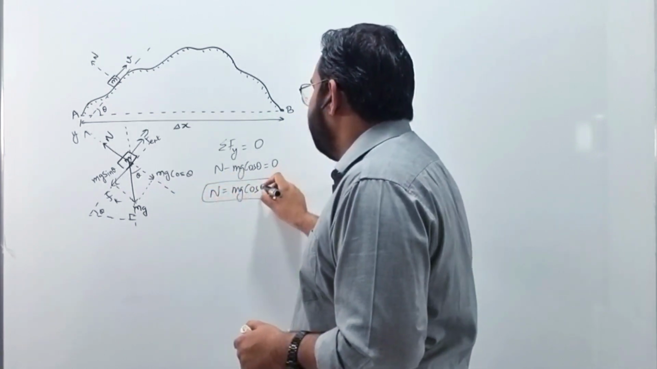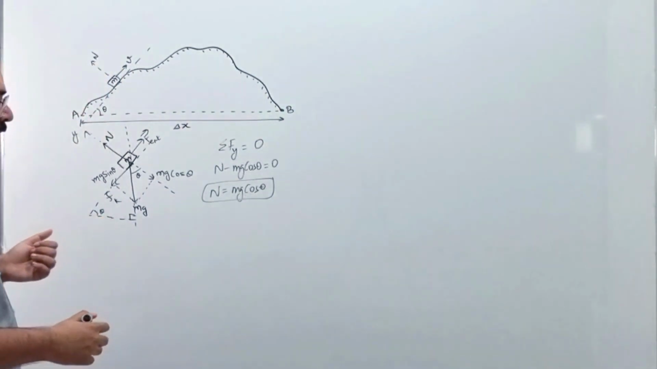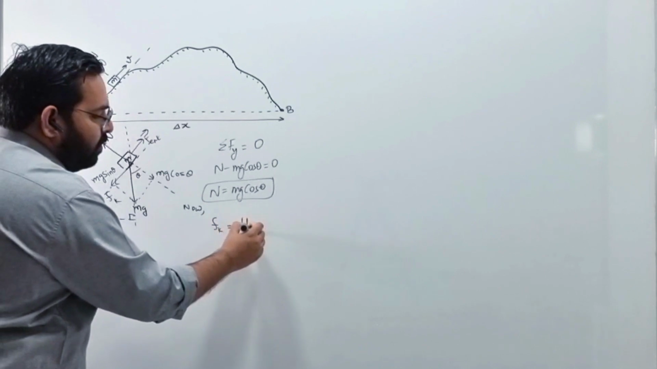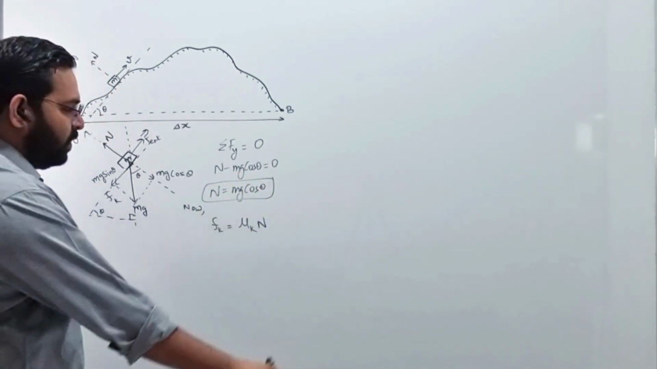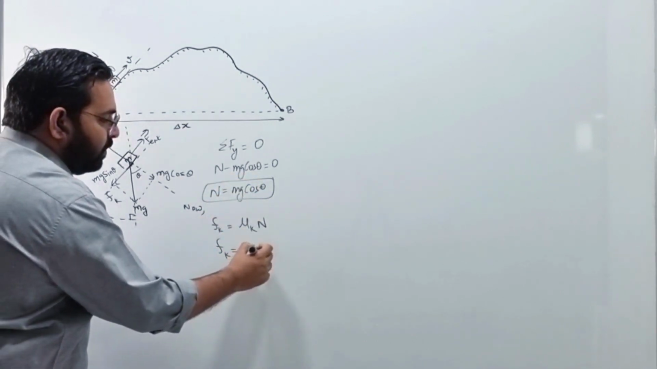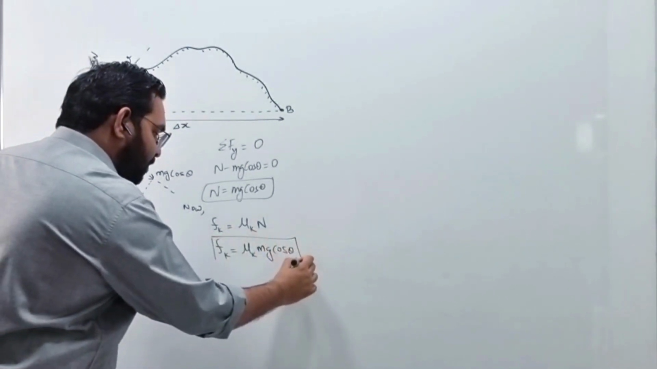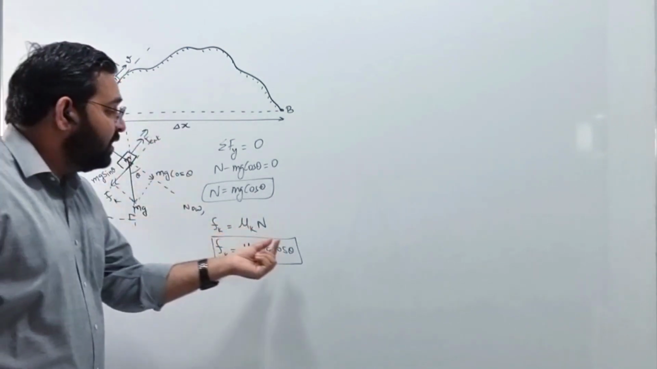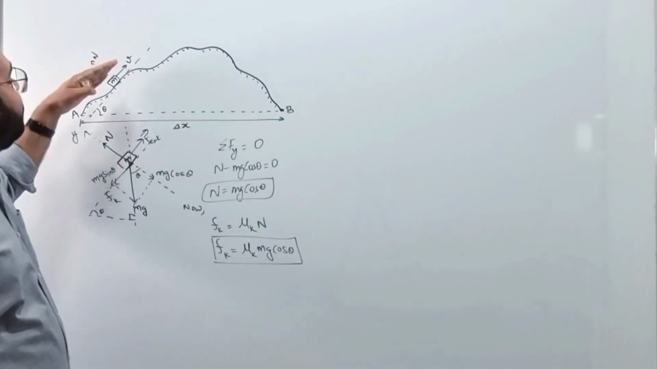Now, why is this important? Because we know that the value of the kinetic friction is the coefficient of kinetic friction mu k times the normal acting at the point. We have already calculated the normal from the above equation. We get mu k times mg cos theta. This would be the value of the friction acting at this particular point. Again, I'll refresh that this theta is the angle made by the tangent drawn to the surface at this particular point.